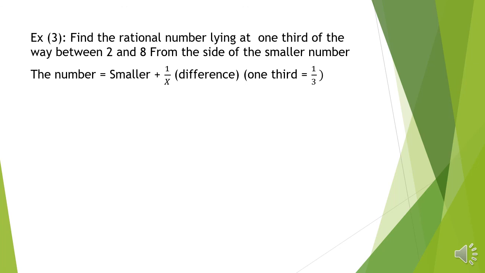Then we are going to use the rule of the smaller number: smaller plus 1 over x times the difference. Of course, 1 over 1/3 means 1 over 3. Then it is 2, the smaller number, plus 1 over 3 times the difference between the two numbers, 8 minus 2, which equals 4.